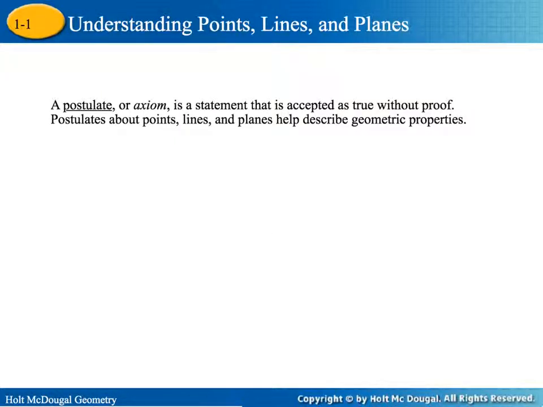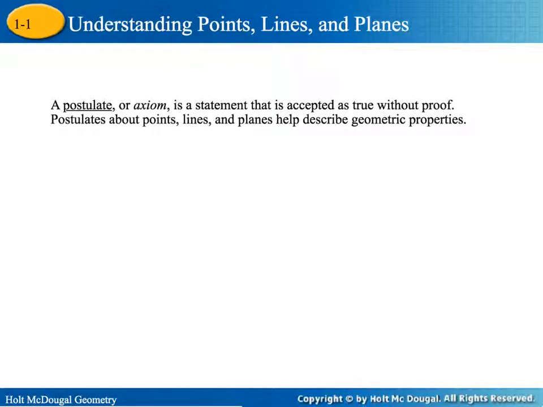So here is the next definition. The word is postulate. This is our last and final buzzword of this section. So at this point, you should have a buzzword section either at the beginning of your notes, in the margins, or if you're saving it for the end. And this will be the third one, postulate. So a postulate is an axiom. It's a statement that is accepted as true without proof. Postulates about points, lines, and planes help describe geometric properties. We'll get into that here in just a minute.